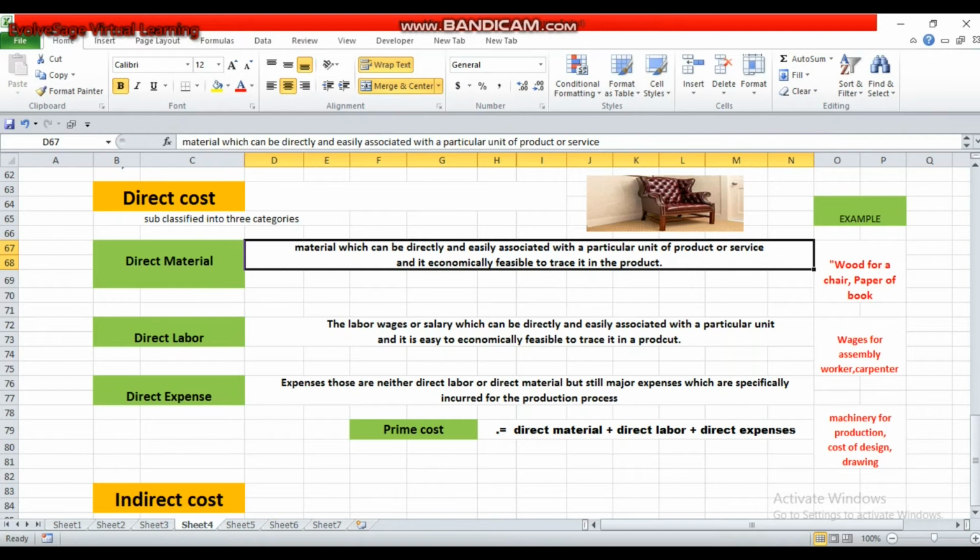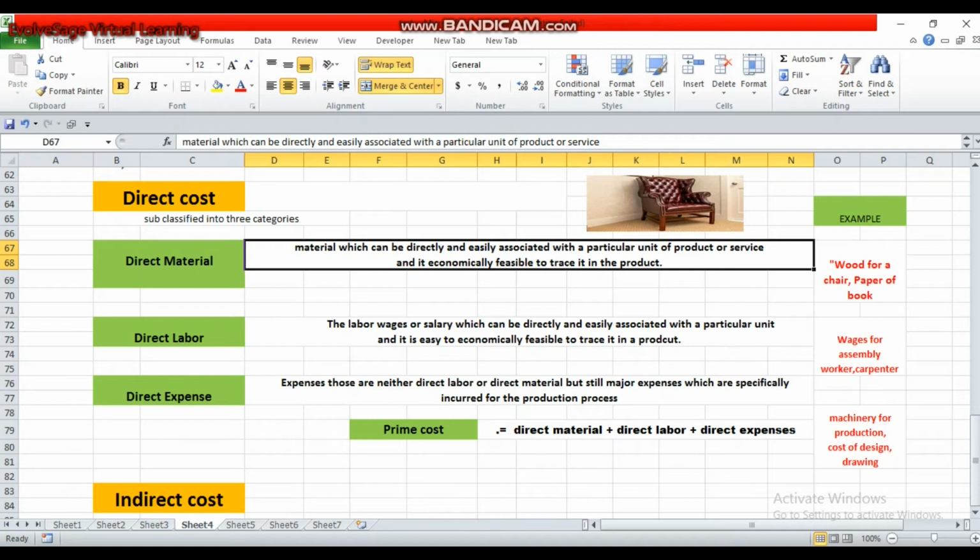So the labor who are engaged in the production process and whose time can be conveniently and economically traceable to a specific physical product, that labor cost will be called direct cost.